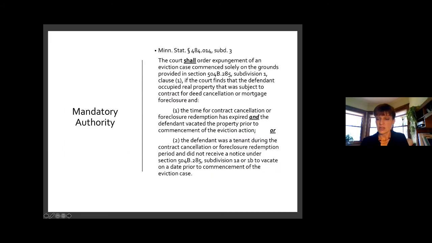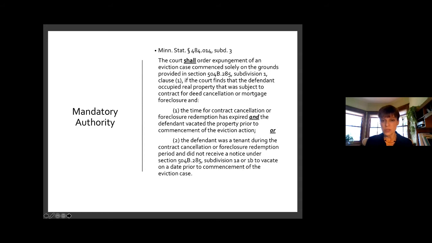This is the standard that comes into place when there's been a cancellation of deed or a mortgage foreclosure. Once again, we don't see a lot of these, but they are mandatory authority. So if the motion for expungement properly pleads under these standards, the court must grant that expungement. And really it has to do with notice to the tenant, to make sure that they were given notice at the appropriate time, and if they had left prior to the beginning of the eviction action.